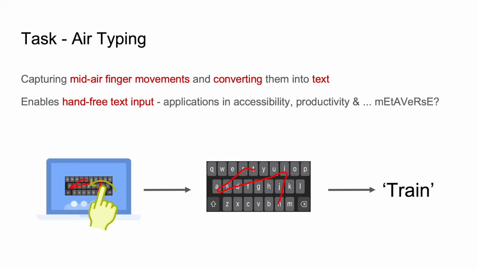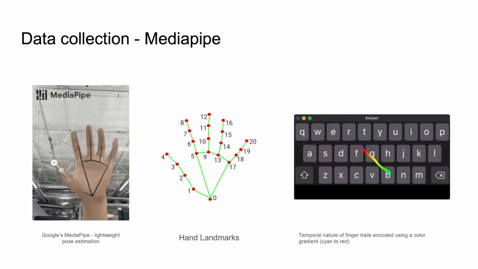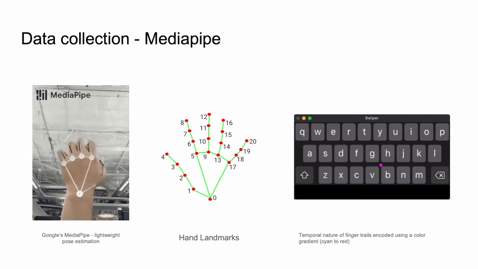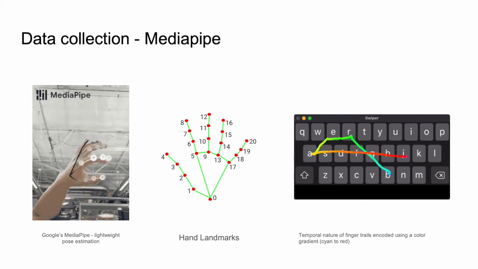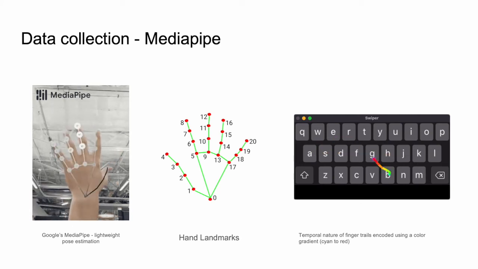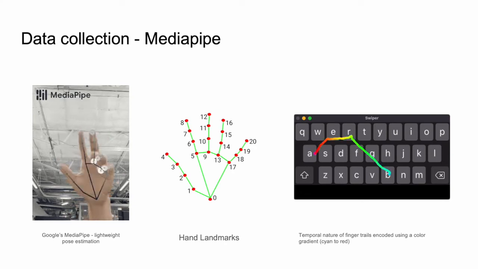Now, in order to build our models, we first had to collect a dataset. In order to collect the dataset, we used Google's MediaPipe library that provides lightweight real-time models for hand detection and pose estimation. The hand detection subpackage of MediaPipe provides us with 21 landmarks of hand positions. We use landmark number 8, which is the tip of the index finger, as our cursor. And we use the positions of the index fingertip across the input video to generate a trail of the input word.